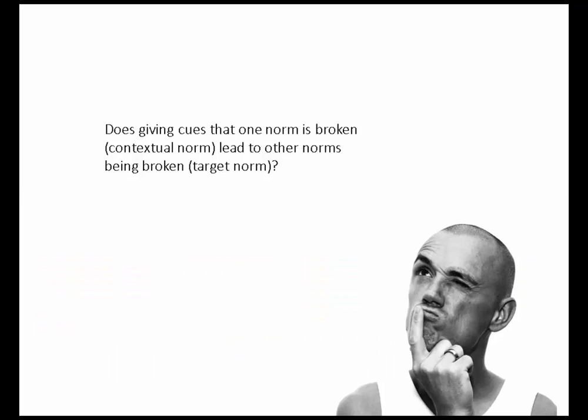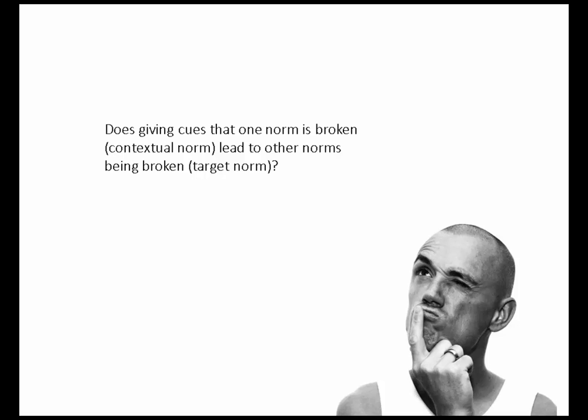So their research question was the following. Does giving cues that one norm is broken, which is what they call the contextual norm, lead to other norms being broken, which is what they call the target norm? Basically, you see one thing that you shouldn't do, you see people do it, they break a norm. Does that lead to you breaking yet something else? That's the idea. Does disorder spread?